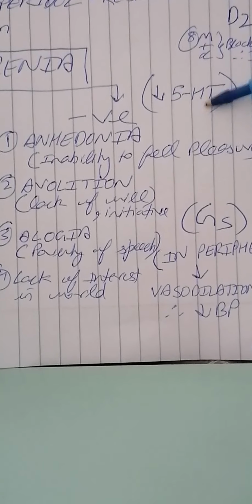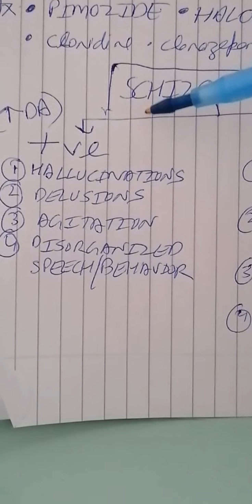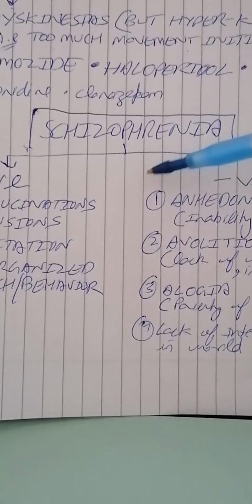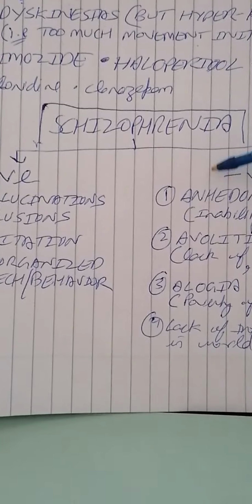Depression is due to decrease of serotonin, called negative symptoms, and positive symptoms are due to increased dopamine, but these are called psychosis of schizophrenia. So these terms you must know. These are the psychosis and these are the depressed state. These both can happen in a schizophrenic patient, either this or both of them.